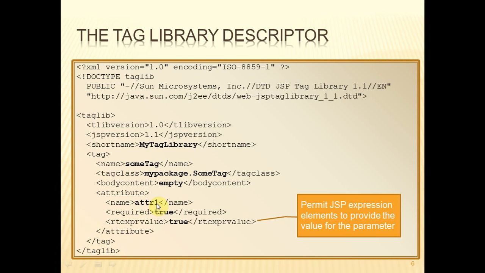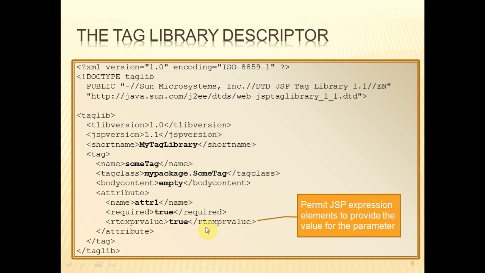We know it's called attra1 because that, the attribute tag, has a name element. It is required. If that's made false, then it's not required, and therefore we'd have to make sure that our tag handler is going to deal with the absence of the optional attribute.